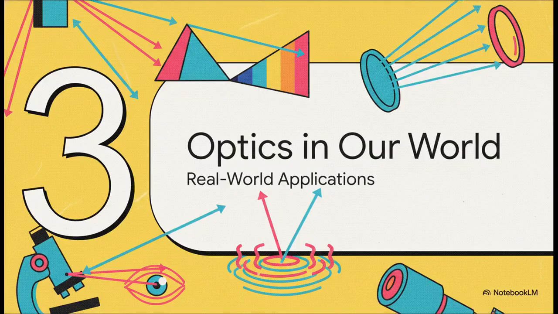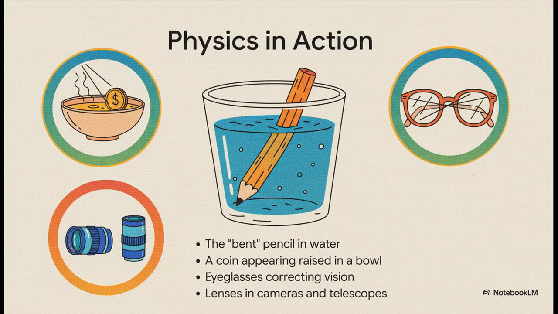Now, this isn't just stuff for a physics textbook. Not at all. Bouncing and bending light, reflection and refraction, are happening all around us all the time. They're literally the reason we see the world the way we do, and they're the secret behind some of our most important inventions. So, let's circle back to that pencil.